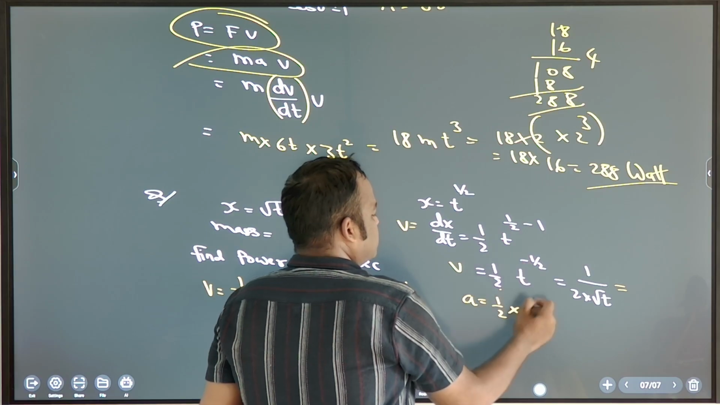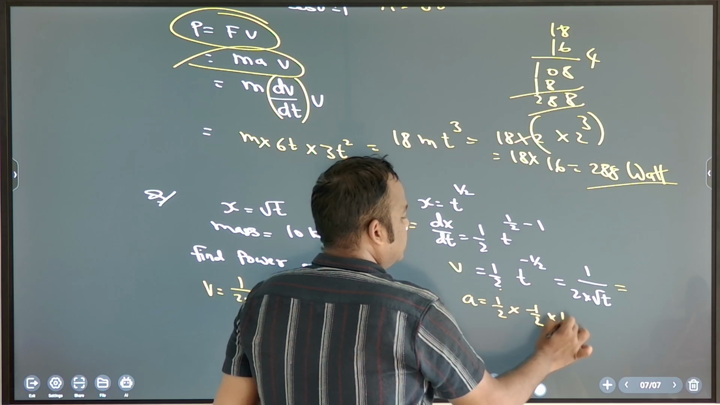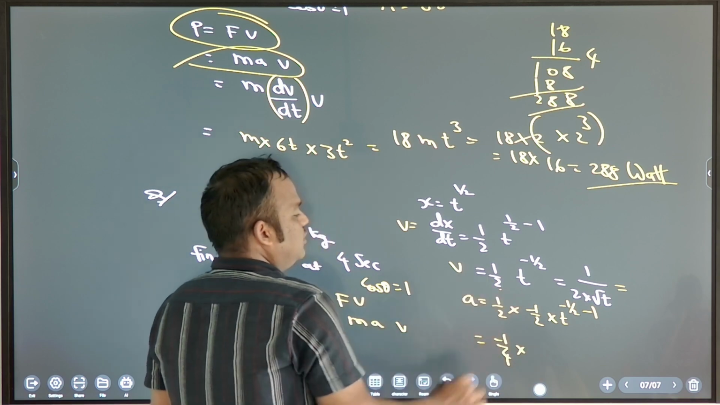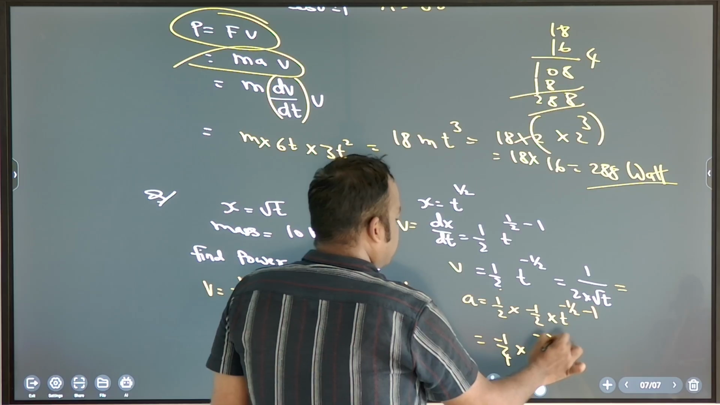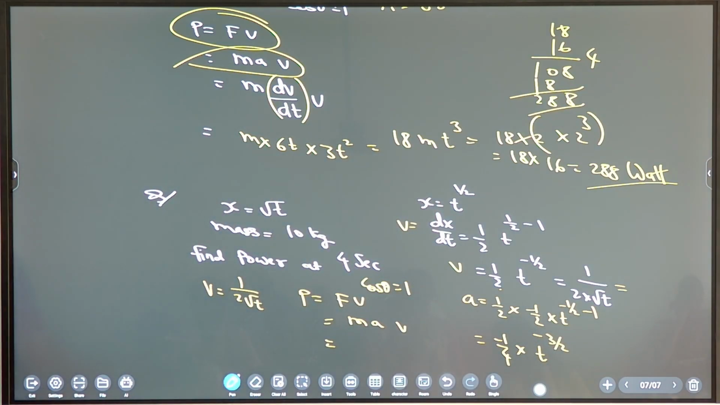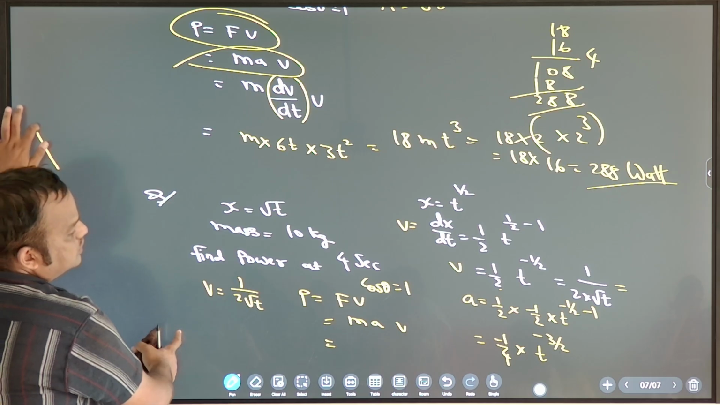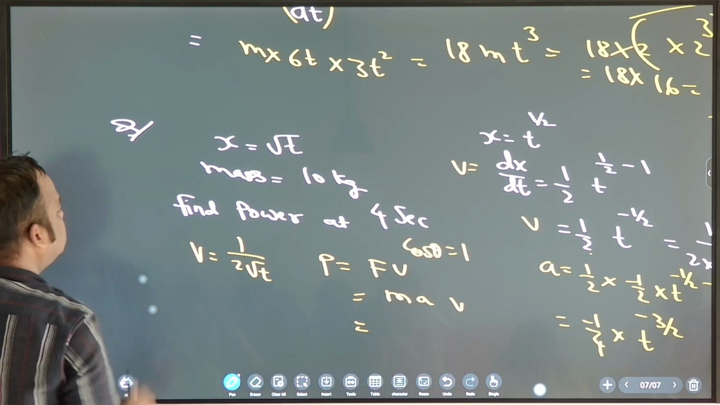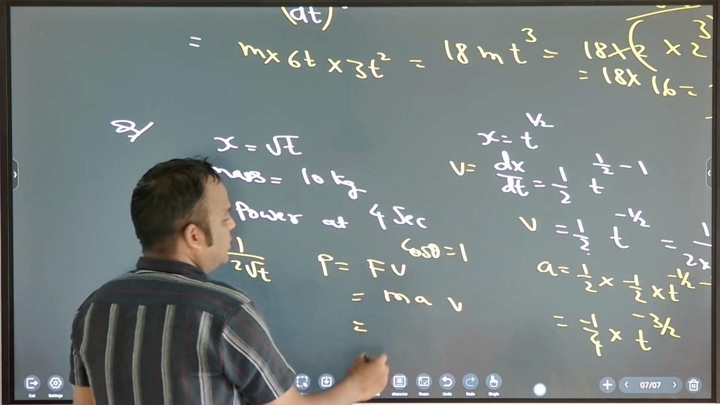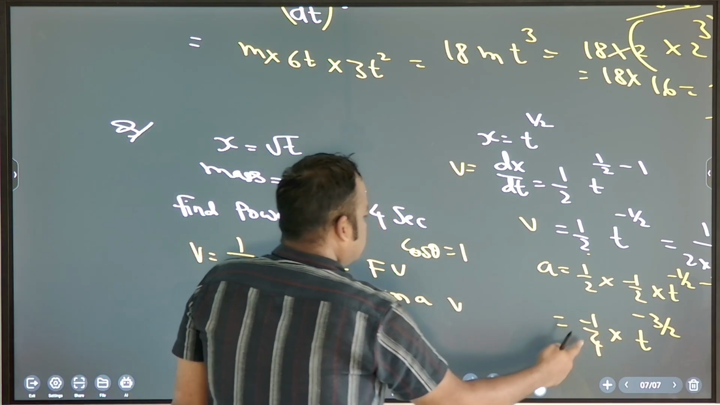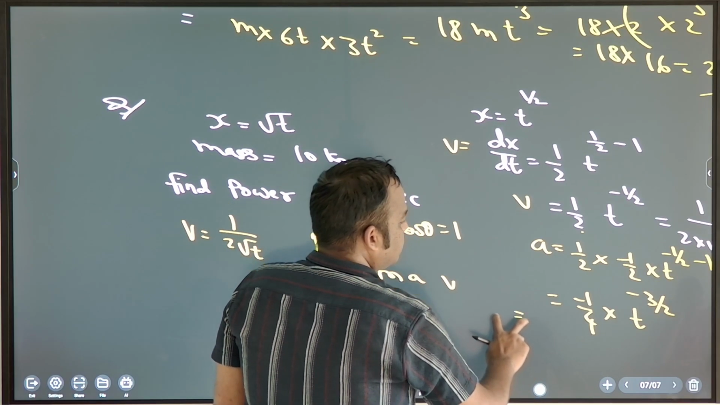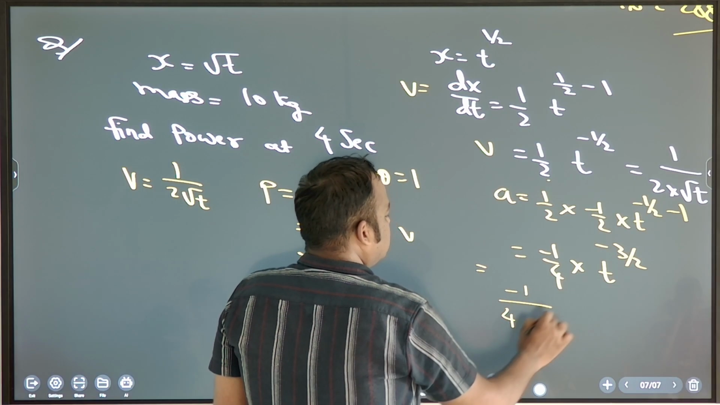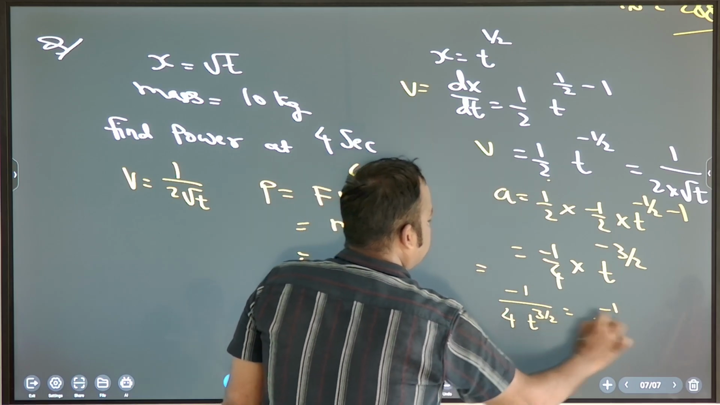The differentiation of t power minus 1 by 2 is minus 1 by 2, t power minus 1 by 2 minus 1. So minus 1 by 4 into t raised to minus 3 by 2. Correct. Minus 1 by 2 minus 1 is minus 3 by 2. So this is acceleration: acceleration is minus 1 by 4 t power minus 3 by 2.